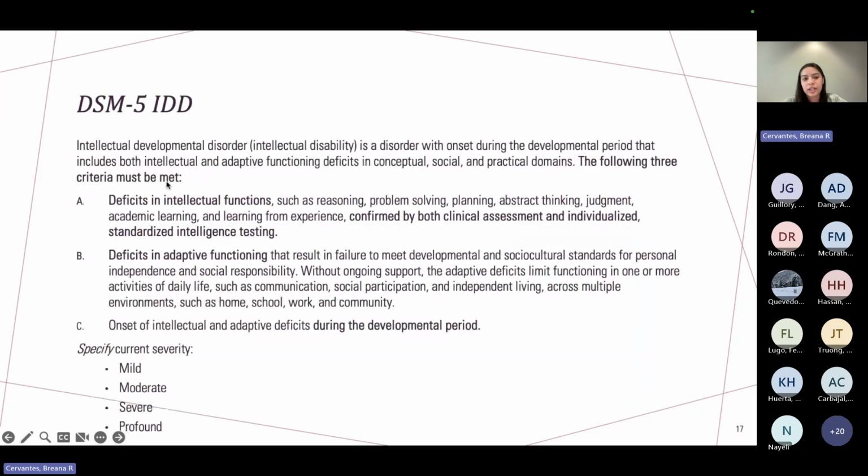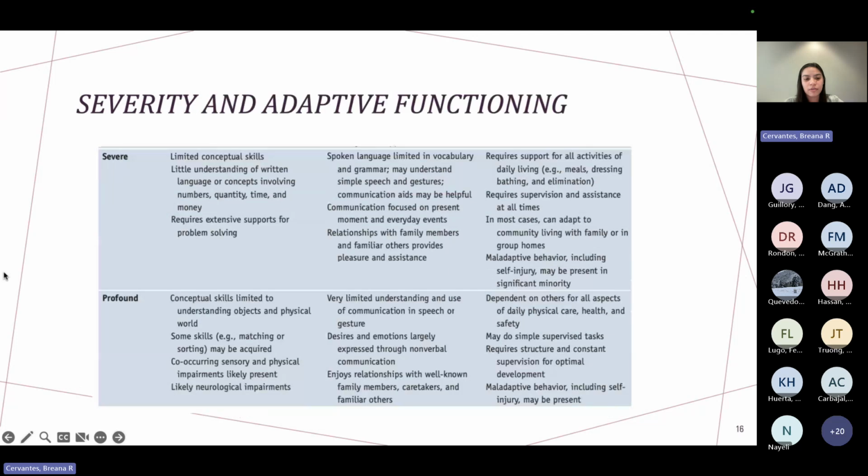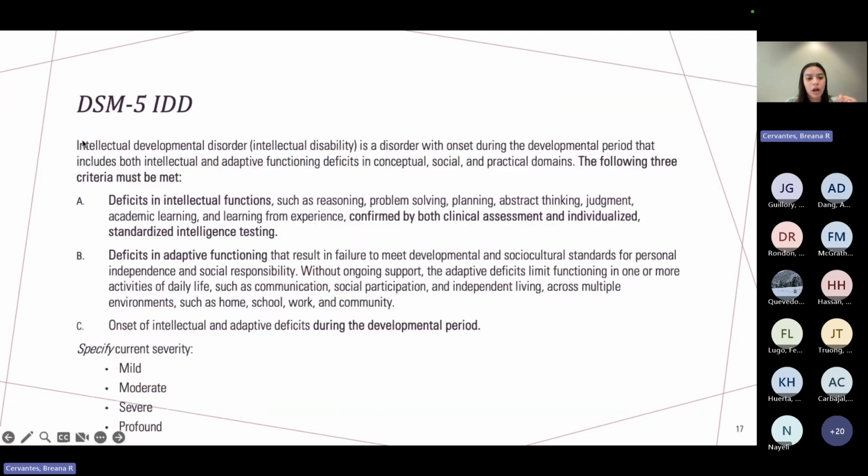And then here's the diagnostic criteria. So what I just showed you, mild, moderate, severe, or profound, all of that is reflected in the specific severity that you can add as a specifier if you're going to give an IDD diagnosis. The specific criteria that must be met is deficits in intellectual functioning. And here it says it needs to be confirmed by both clinical assessment and individualized standard intelligence testing. So again, it just means that we need to have some sort of assessment battery to corroborate what we're seeing in terms of intellectual functioning.